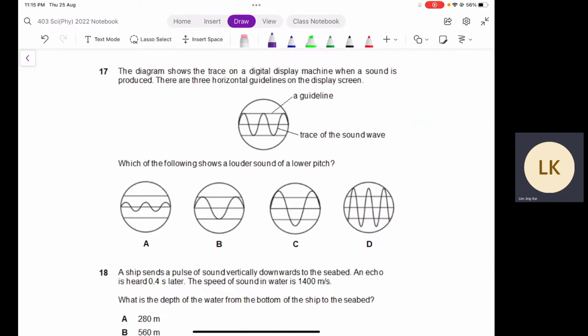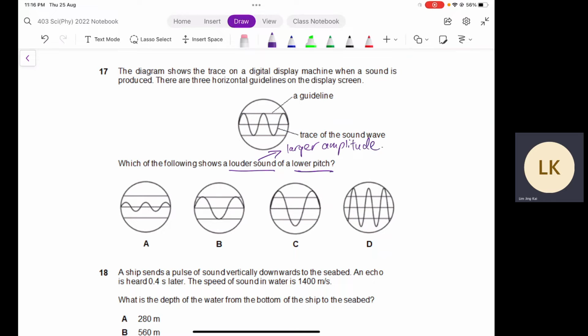Number 17. The diagram shows the trace on the digital display machine when sound is produced. There are 3 horizontal lines shown on the screen. Which of the following shows a louder sound of a lower pitch? So be very careful. They talk about louder sound, lower pitch. When we talk about a louder sound, we are actually looking for larger amplitude. So let's tackle this part first.